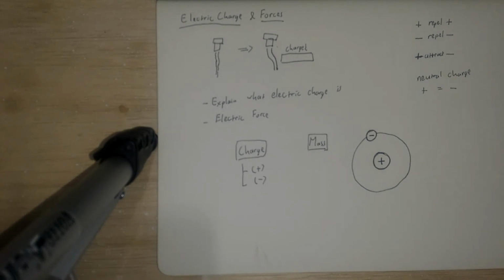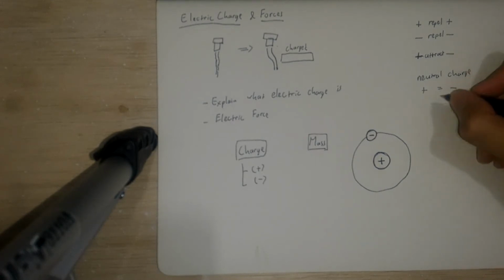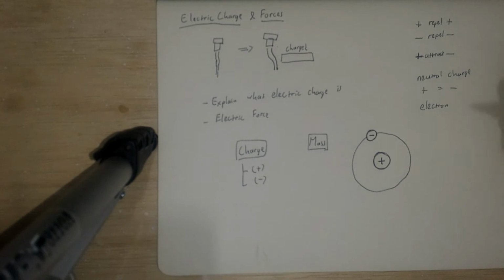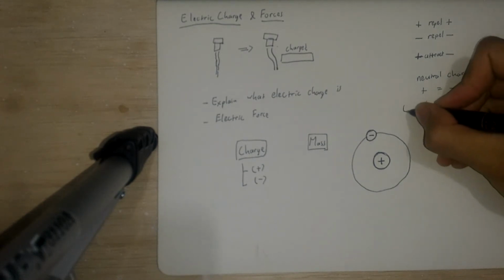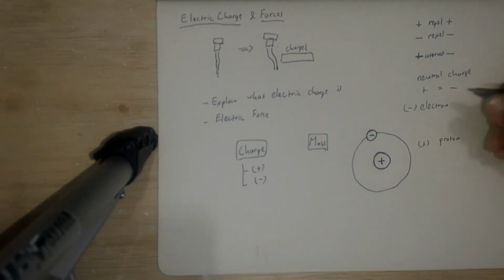For example, let's try this. We already learned that the charge of an object is related to the negative charge or electron and the positive charge or proton. Each of these subatomic particles has what is called electric charge, that is measured in coulomb. We'll write it here.